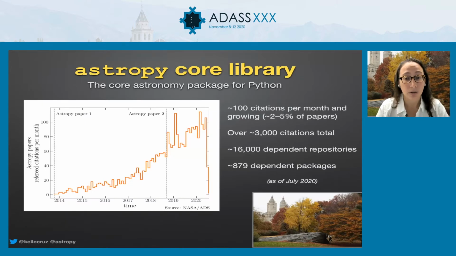The Astropy core library, also just to show you some stats, is very popular. We have about 100 citations per month and growing, over 3,000 citations total, 16,000 dependent repositories and 879 dependent packages. So that's a lot. I also think it's helpful to note how useful it is that we wrote a paper in the traditional way. I'm not sure if it ended up in the Astronomical Journal or the Astrophysical Journal, but whatever, it's an easily citable paper that makes it easy for us to demonstrate its impact and usage in the field.